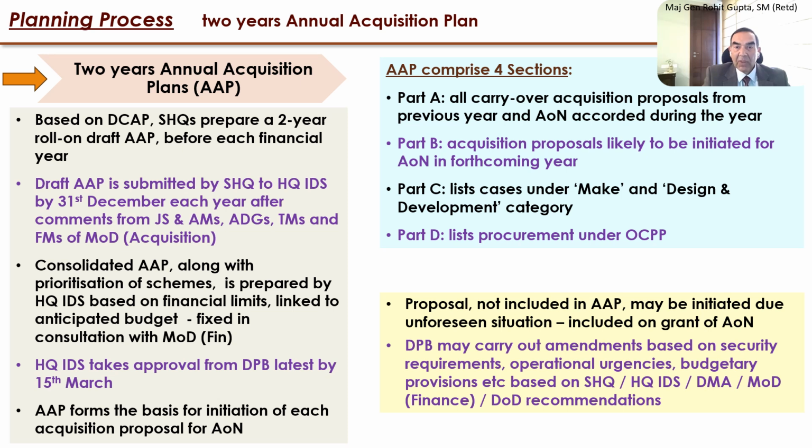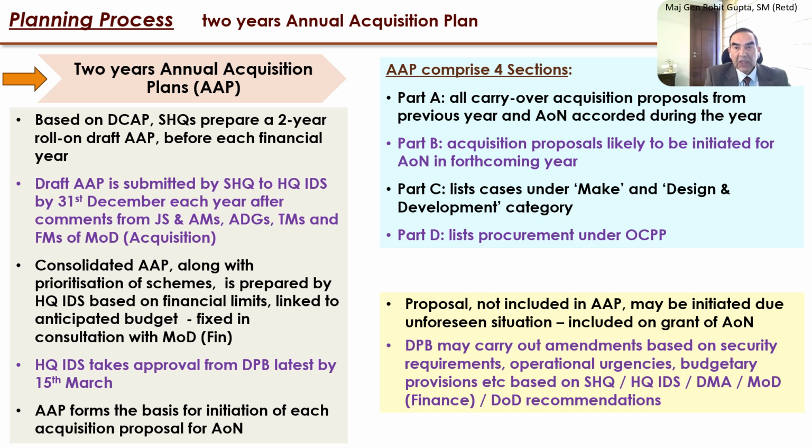Part B, which are likely to be initiated for acceptance of necessity in the forthcoming year. Now, Part C has been added. Previously, there used to be only Part A and Part B. Part C is basically for giving prioritization to the long-term indigenous capability, which is under the make and design and developed category, as we saw in the earlier sections of the lectures. Part D has been added to include the other capital procurement schemes, which has been basically added into the DAP 2020, and it lists these schemes separately to Part A, Part B and Part C.